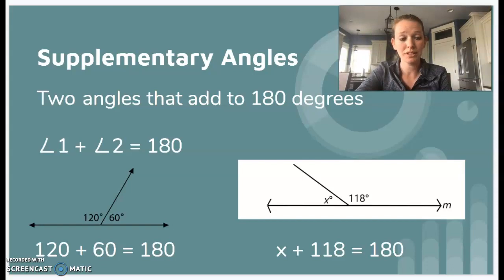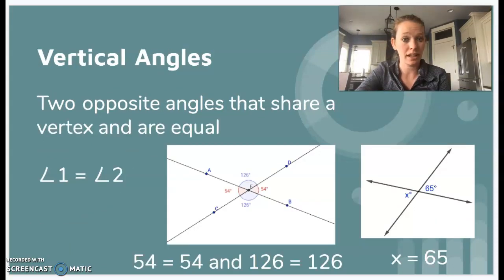The last one we're doing today is vertical angles. These are two angles that are opposite from each other, share a vertex, and are equal. Just like you see in this example, they're across from each other. This angle here, AED, is 126 degrees, and the one directly across from it, CEB, is also 126. Okay, and then the opposite ones here as well.